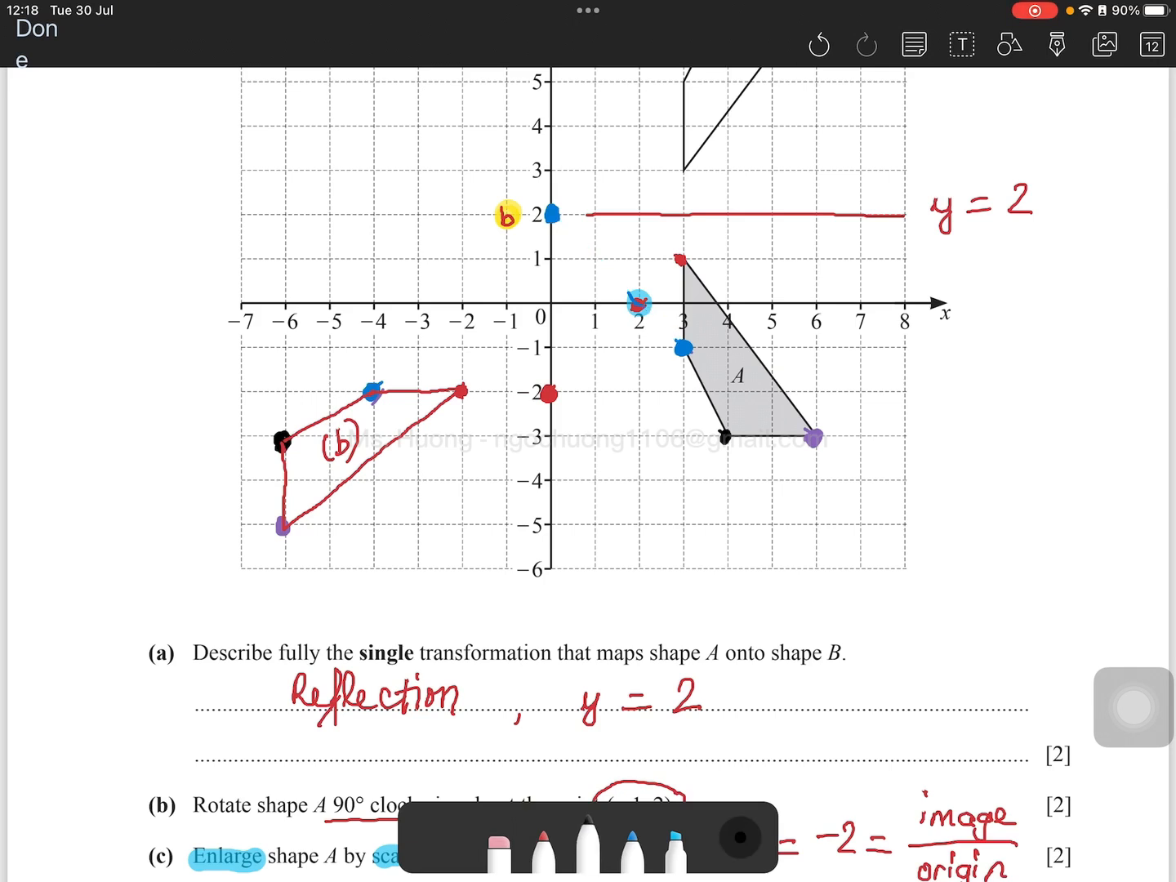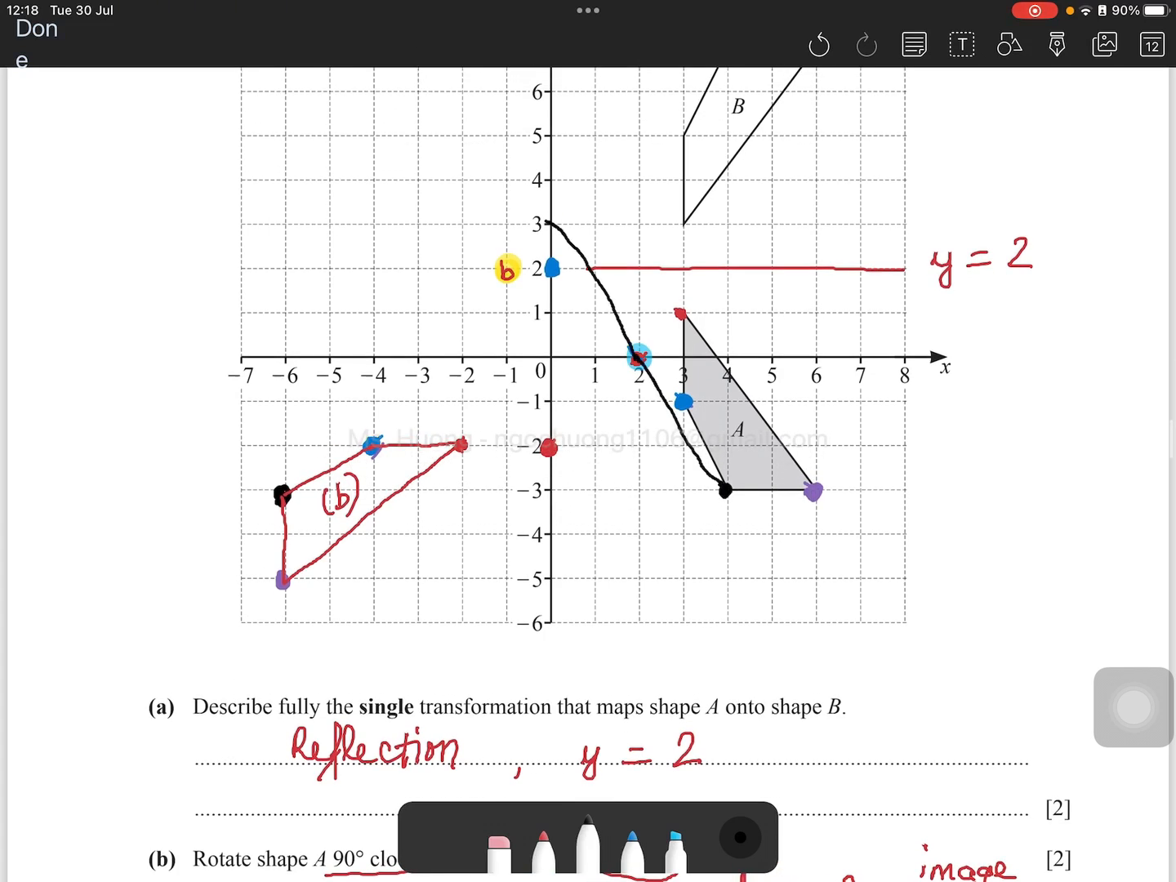Then, for the black vertex, we see that this is 3 units. So we move in the opposite direction and we double the distance. So the image of the black vertex is here. And I also need to remove these black lines.